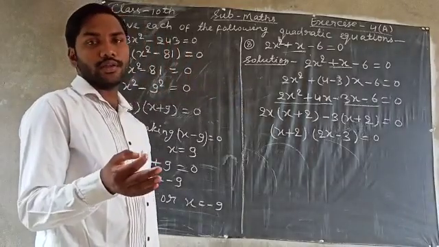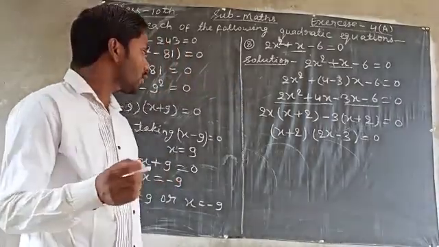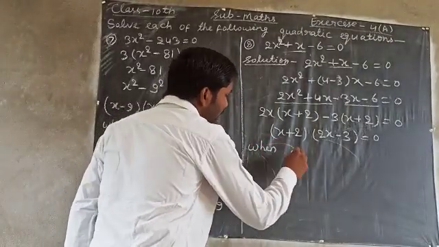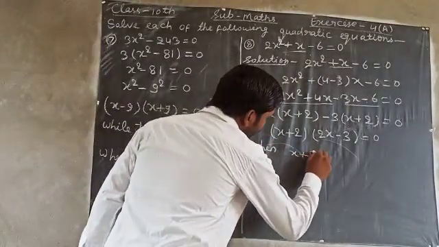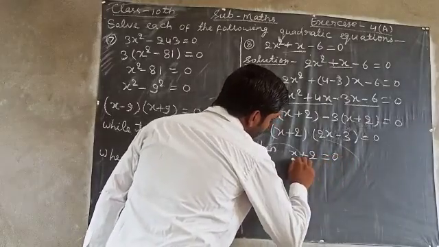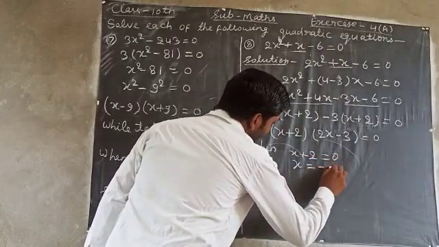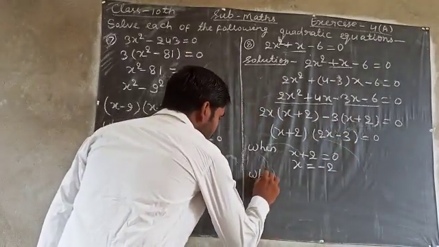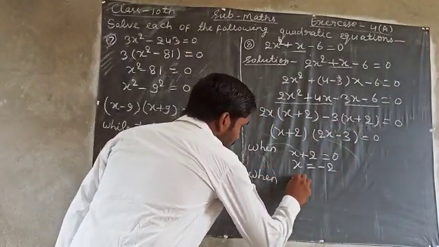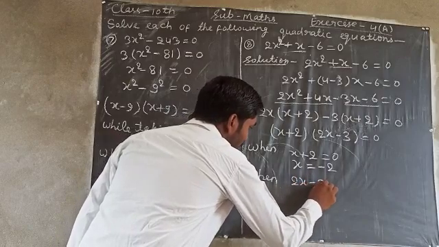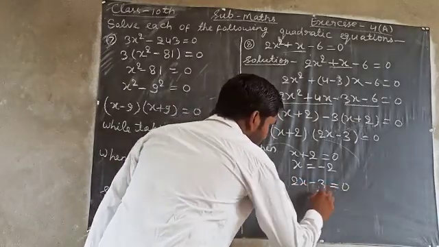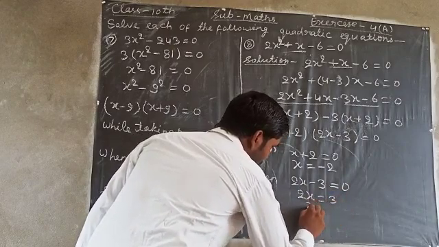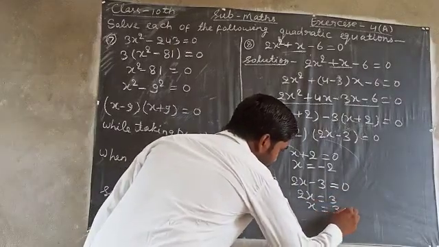Now we can find the value of x. When we take x plus 2 is equal to 0, x will be equal to minus 2, and when 2x minus 3 is equal to 0, 2x will be equal to 3, meaning x is equal to 3 upon 2.